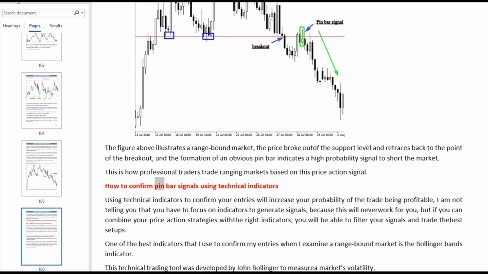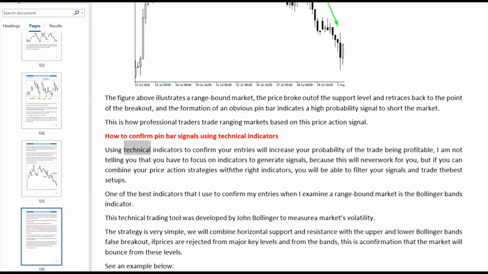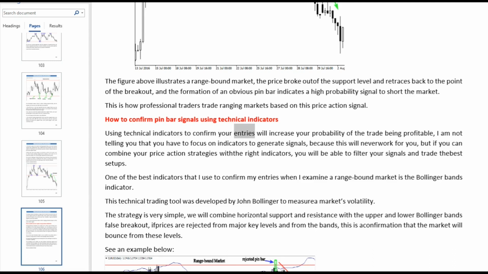How to confirm pin bar signals using technical indicators. Using technical indicators to confirm your entries will increase your probability of the trade being profitable. I am not telling you that you have to focus on indicators to generate signals, because this will never work for you, but if you can combine your price action strategies with the right indicators, you will be able to filter your signals and trade the best setups.